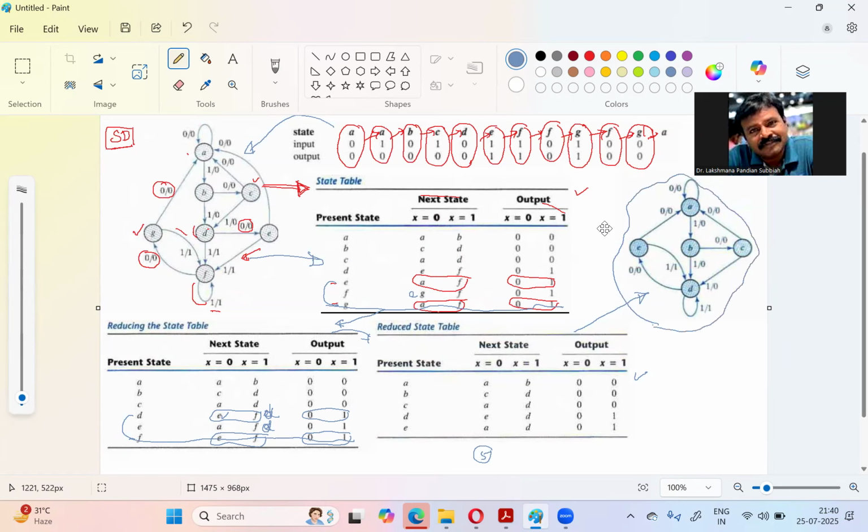So suppose they may ask a question: how do you do the state minimization? Then you have to use these steps to reduce the number of states. Okay, we can stop here. We will continue in the next lecture.